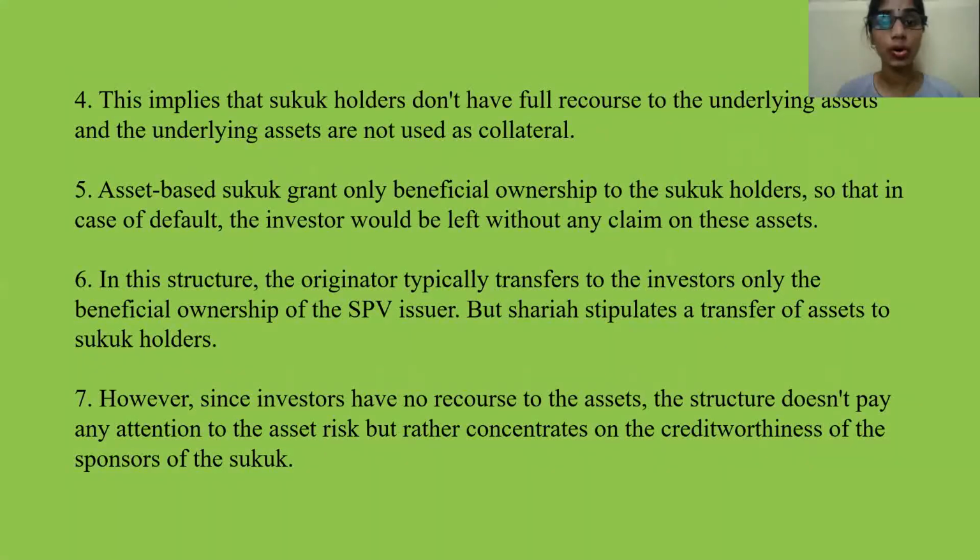This implies that the sukuk holders do not have recourse to the underlying asset and underlying assets are not used as collateral. Asset-based sukuk guarantee only beneficial ownership to the sukuk holders, so that in case of default, the investors would be left without any claim on these assets. In this structure, the originator typically transfers to the investors only the beneficial ownership of the SPV issuers, but Sharia stipulates a transfer of assets to sukuk holders. However, since investors have no recourse to the asset, the structure does not pay attention to the asset risk, but rather concentrates on the creditworthiness of the sponsor of the sukuk.